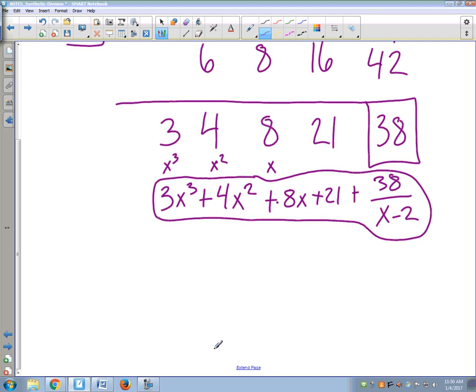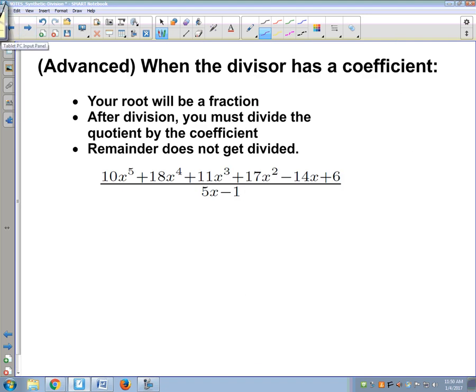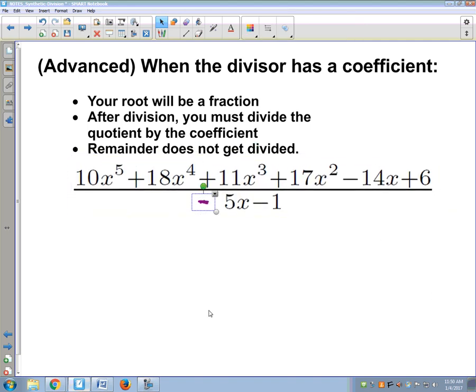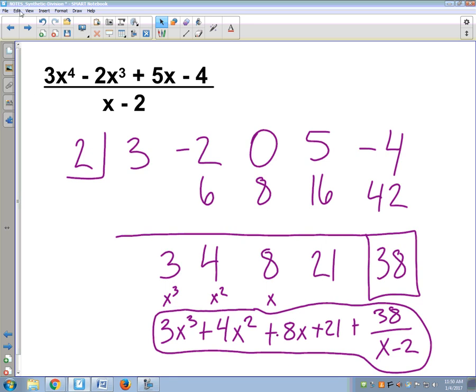Advanced level problems, you're going to see a coefficient appear in front of your x on the bottom. So we're going to divide by something that's still going to be a first degree polynomial, but it's going to have a coefficient. Which means that more often than not, the root that you're going to get is going to end up being a fraction. We are going to have to deal with some fractions, but the problems that you're going to be doing in this section are pretty straightforward. The fractions aren't too nasty.